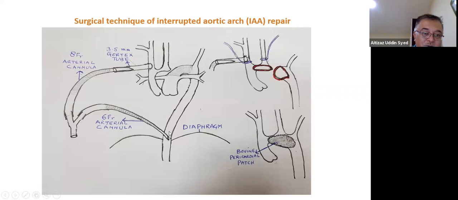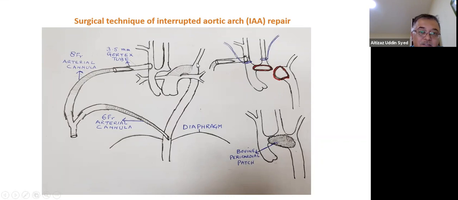And you can put a small purse string and put a size 6 French cannula there and connect it like that. Now this cannula will provide the circulation to the lower body, and this cannula, which is on the top, is going to the head and neck, and you can put snares there. If you put the snares there, obviously you have isolated the heart and you can give cardioplegia and do intracardiac repair. But you can resect all that you want to resect.